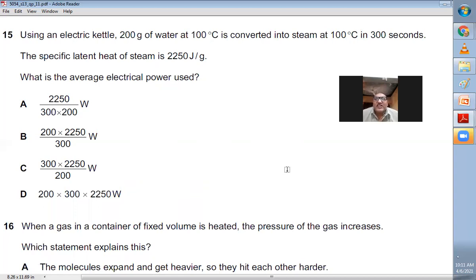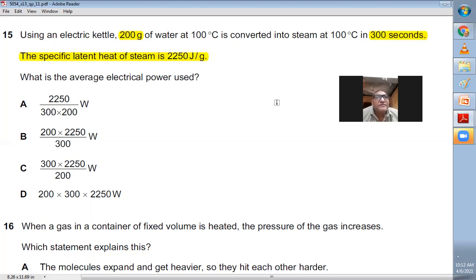The formula for the power should be energy divided by time. And energy here is equal to mL. Energy will be mL, and divided by time will give you the power. M means the mass, L means the latent heat. And you can see the specific latent heat is given and the unit of the specific latent heat is joules per gram. So the mass should also be taken in grams. The temperature is 100 and this whole thing happened in 300 seconds. So you see, what is the average electric power used?